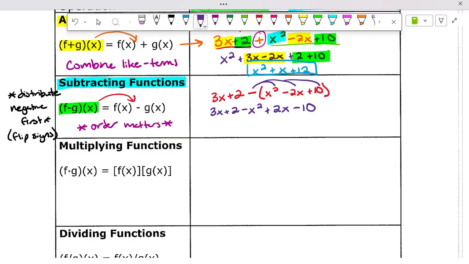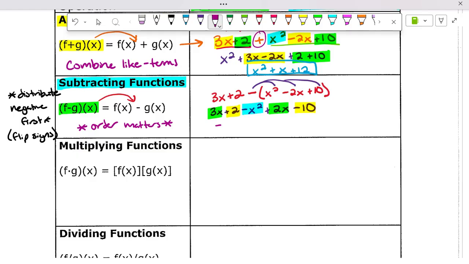Once I do that, it is business as usual, and you are combining like terms. So someone tell me one set of like terms. So 2 and negative 10. What else? 3x and 2x, and then negative x squared is just all by its own. I want to rewrite in standard form. So what color comes first? Blue, green, or yellow? Blue.